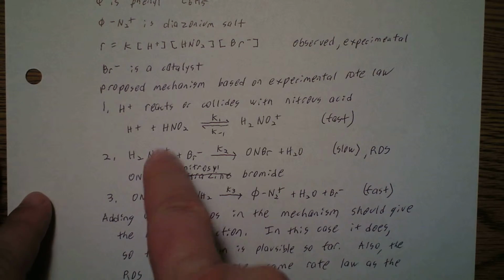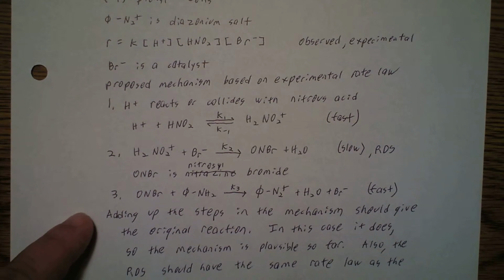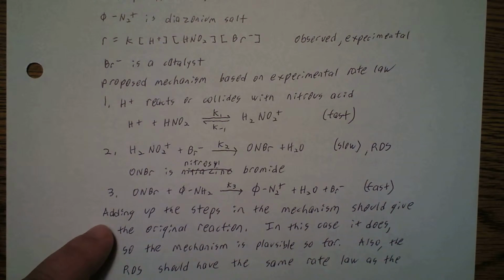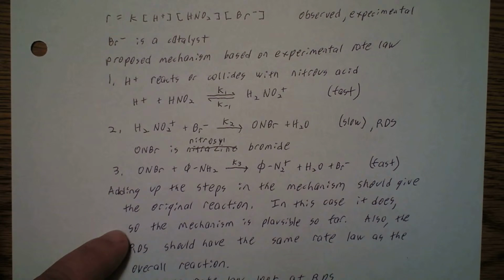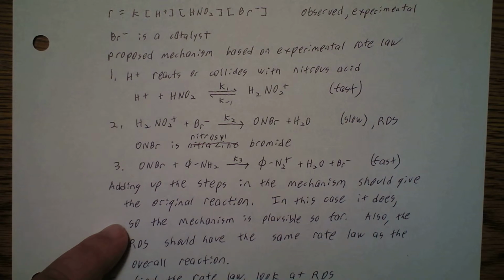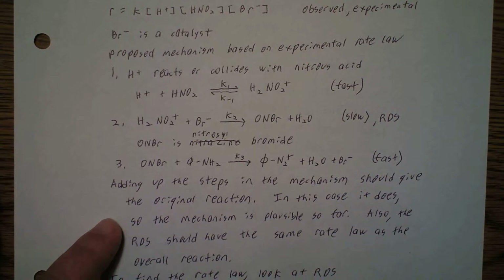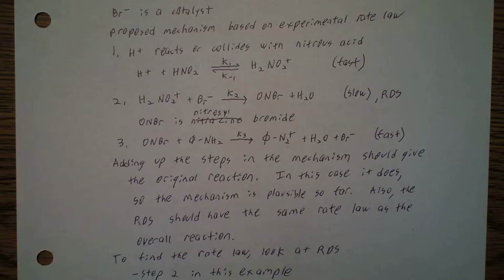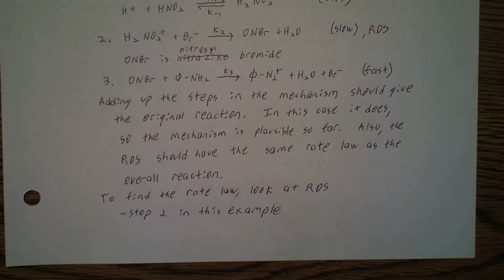If we add up both sides of all these reactions, then adding up the steps in the mechanism should give the original reaction. So in this case it does. So we can say that the mechanism is plausible so far. Now also the rate determining step should have the same rate law as the overall reaction. Now to find the rate law, look at the rate determining step.